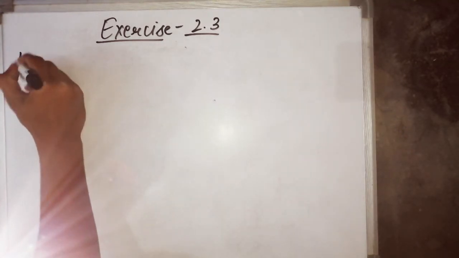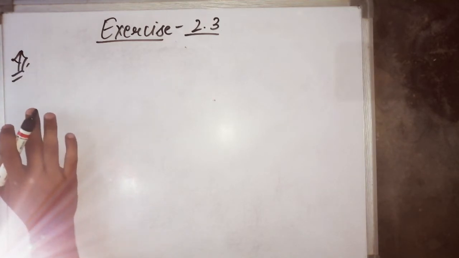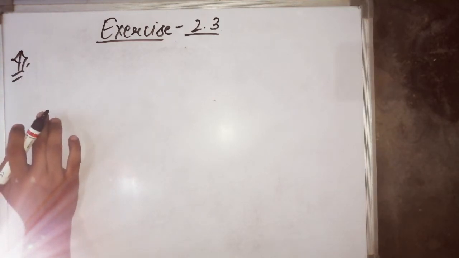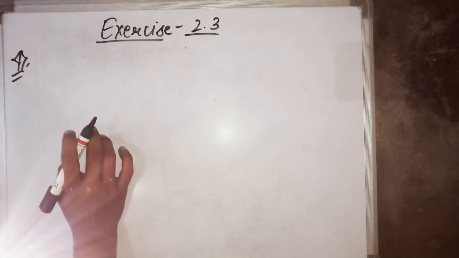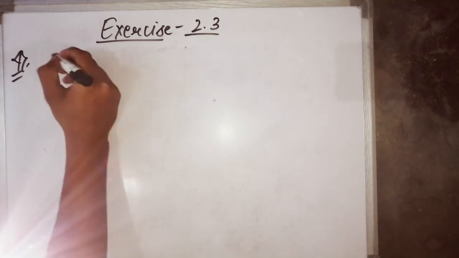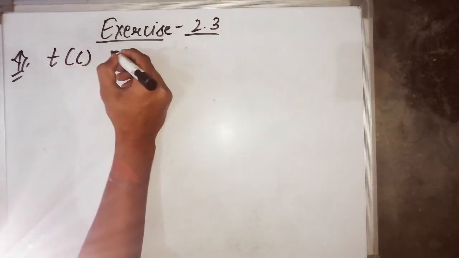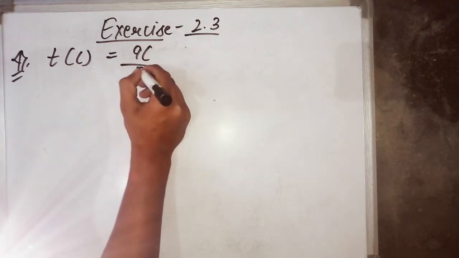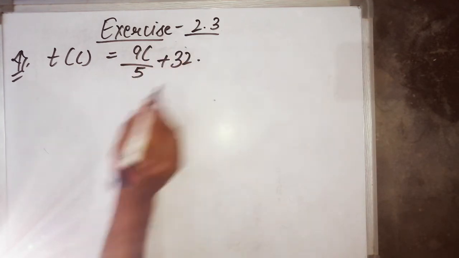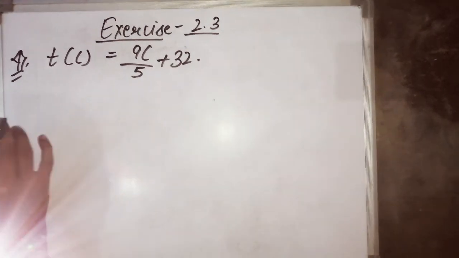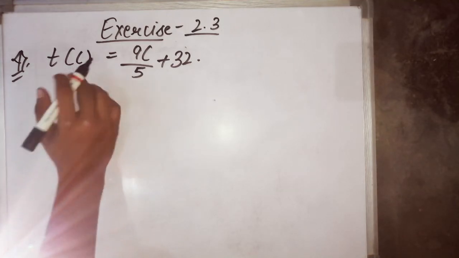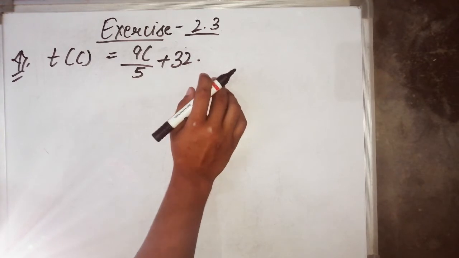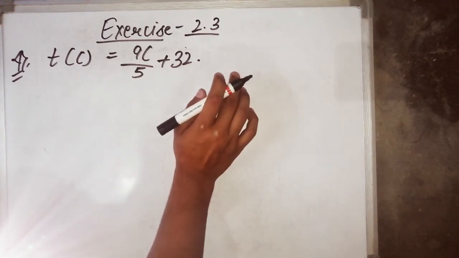Okay students, our fourth question is: a function T which maps temperature in degrees Celsius into temperature in degrees Fahrenheit is defined by T(c) = 9c/5 + 32, and find out the values. This is how the function is defined. We need to find out the temperature in degrees Celsius. This is the degree Celsius temperature given. The resulting temperature we will have will be in Fahrenheit.